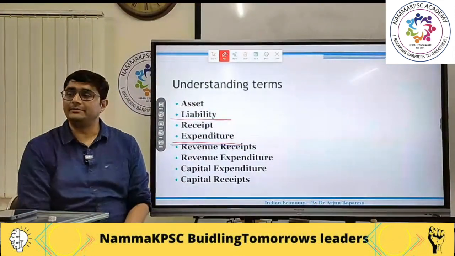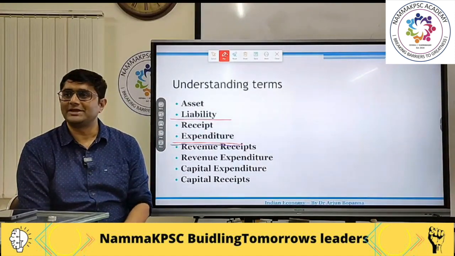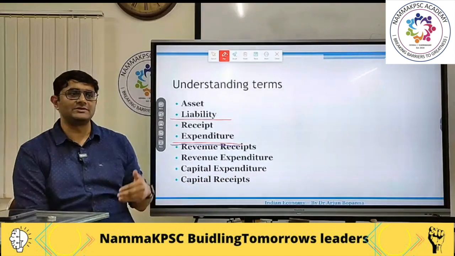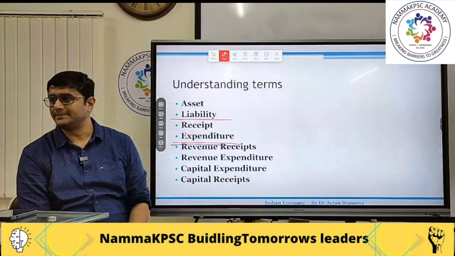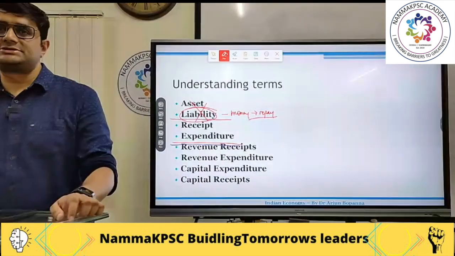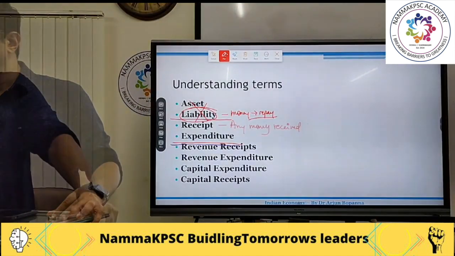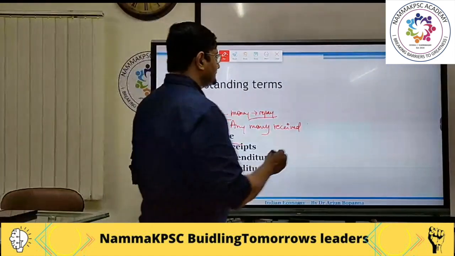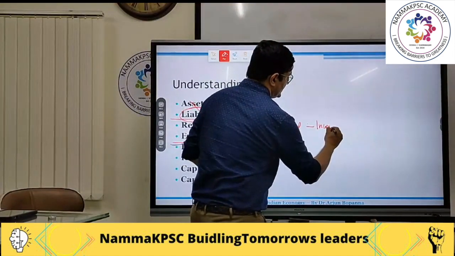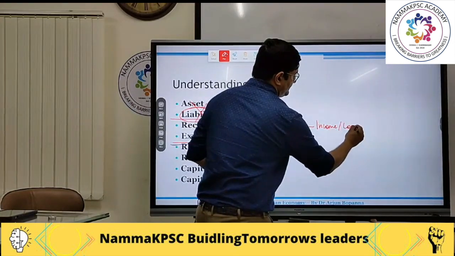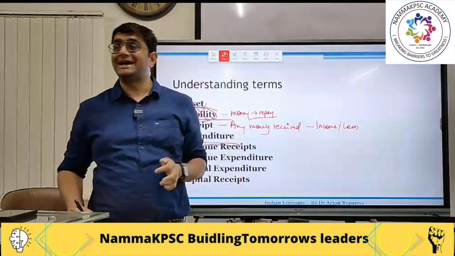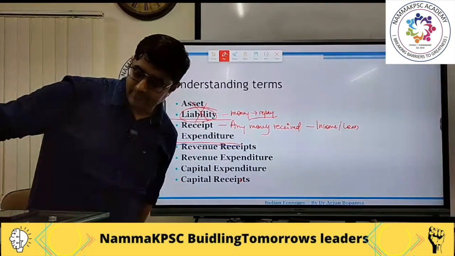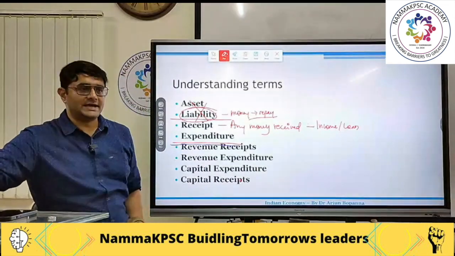So that is an asset. What is a liability? Something which you owe to someone else. Something which you have to return is a liability. Next, receipt. When we say receipt, any money the government gets is a receipt. It includes both income as well as loans. The money the government spends is expenditure.